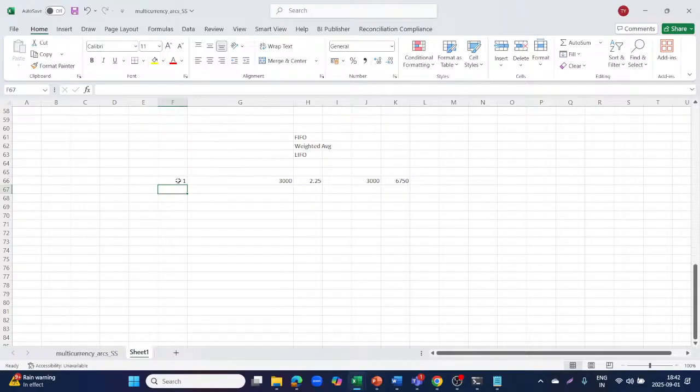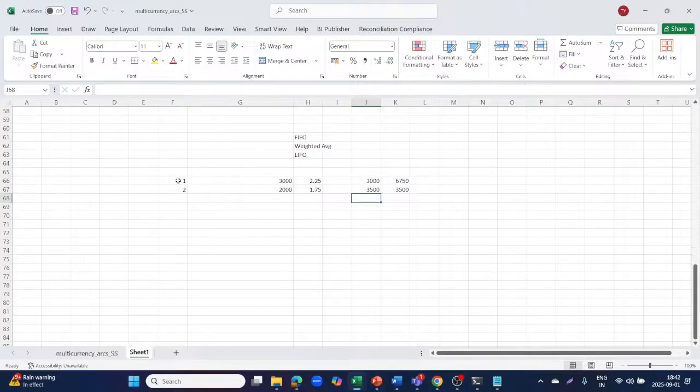In the second case, units bought are 2000, and the cost per unit is 1.75. So ending inventory, if you consider this, will be 2000 into 1.75, that is 3500. So goods available for sale is now 3500.